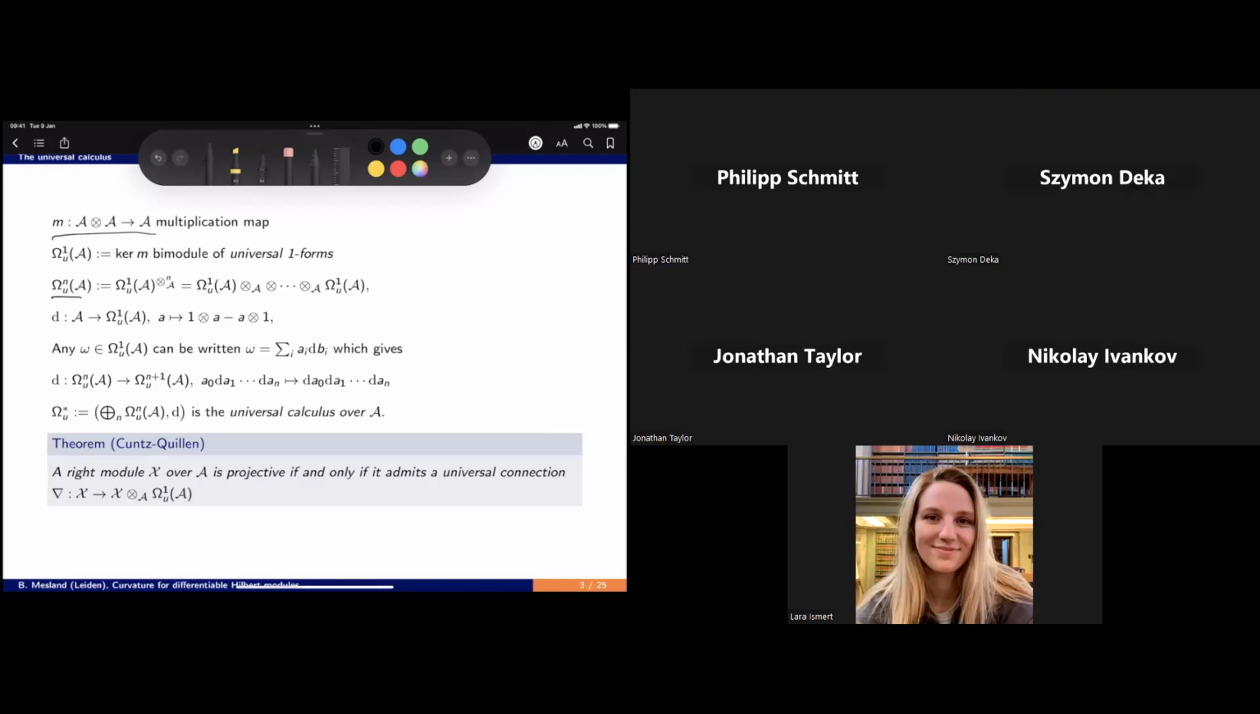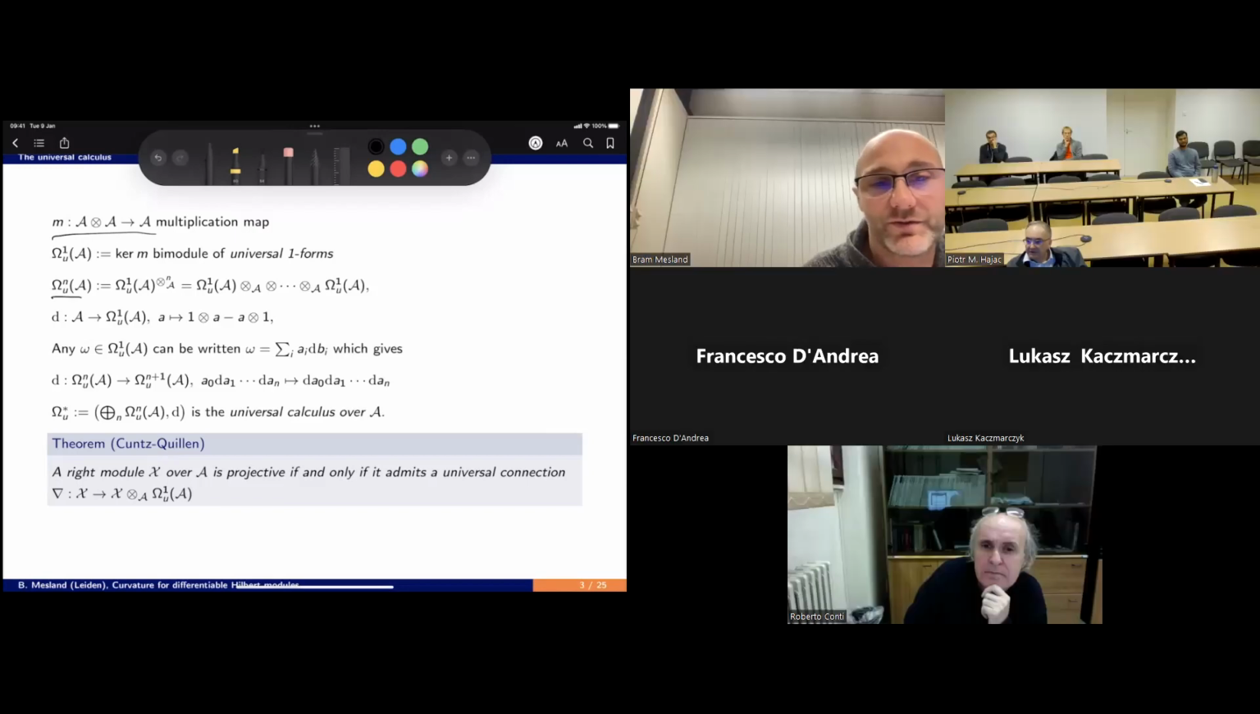So the nth degree parts are just the tensor product of this omega 1 with itself balanced over A. And then the derivation written here, the script d, sends A to 1 tensor A minus A tensor 1. That is the first part of the differential graded algebra. And then you show that any element in omega 1 can be written in the way I indicate over here. So it's always of the form of sums of A dB type elements, and that allows you to extend the differential to higher degrees as well.